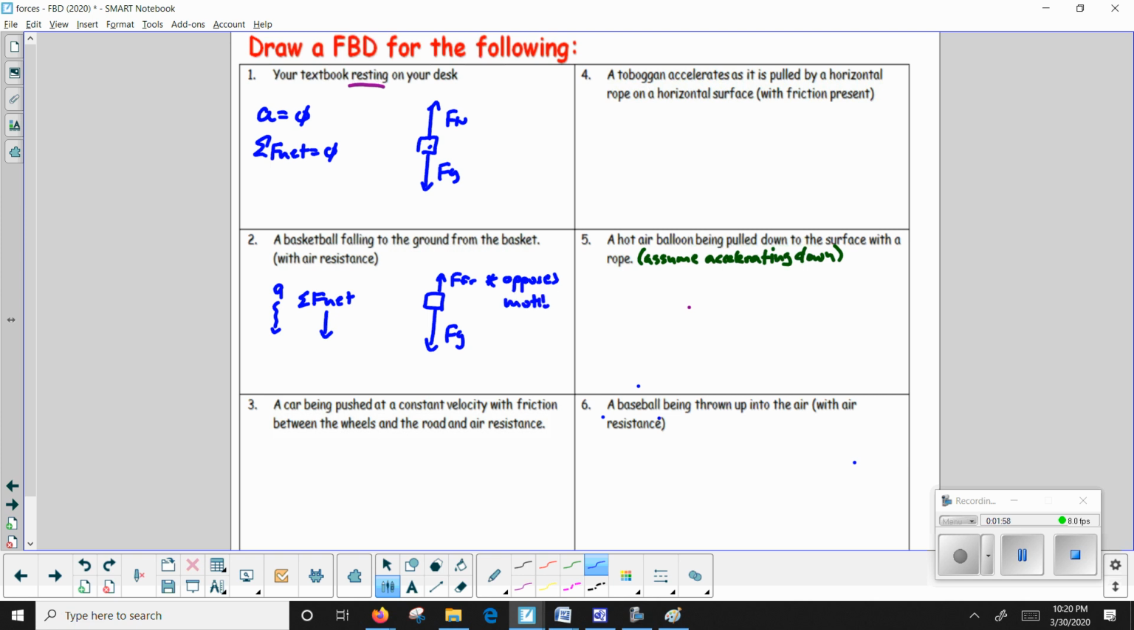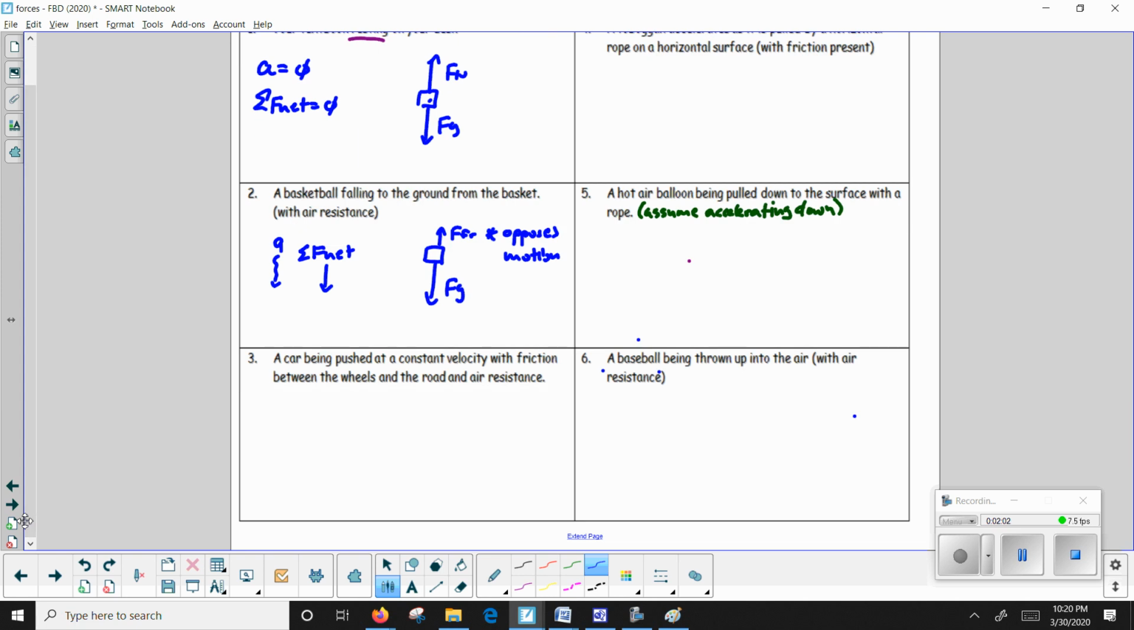All right, next example here. What do we have? A car being pushed at a constant velocity with friction between the wheels, and you also have air resistance. You've got two types of resistance. Well, important words here: constant velocity. That means my acceleration is 0, and the overall sum of forces must also be 0. So what are the forces?